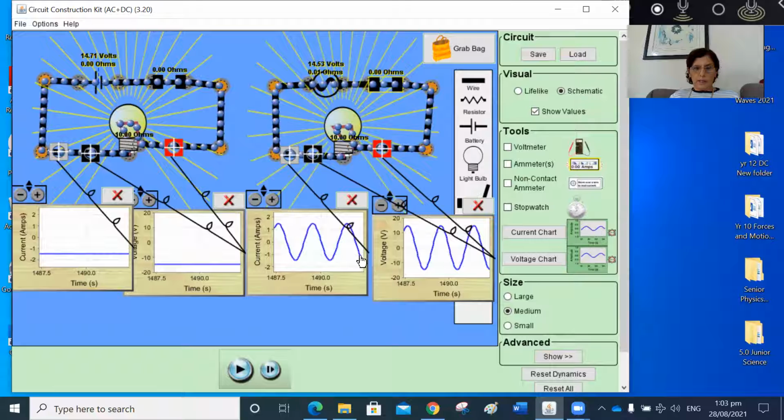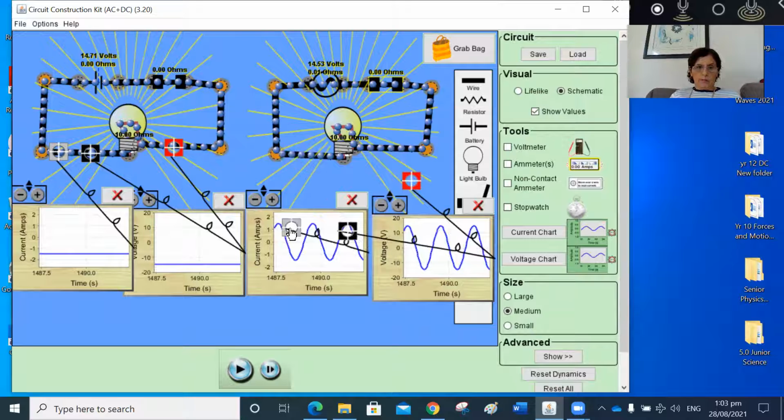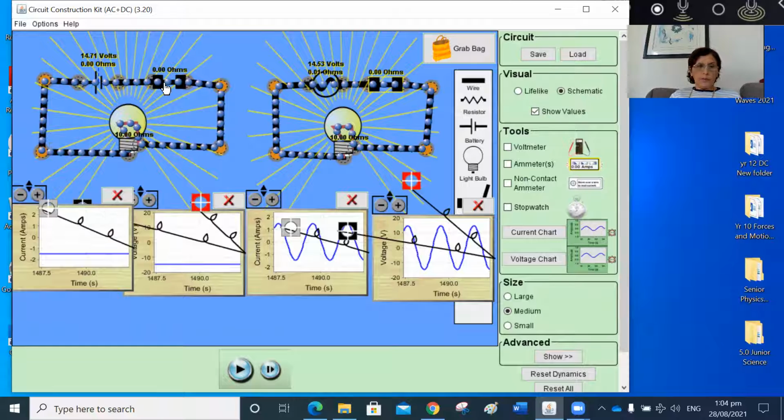Okay, again, negative current and negative voltage, but there's enough voltage and current to light up this lamp. So the lamp lights up when there's a maximum current and maximum voltage, or negative maximum current or negative voltage. So this one is about the difference between an AC circuit and a DC circuit. Now let's just turn this one off.